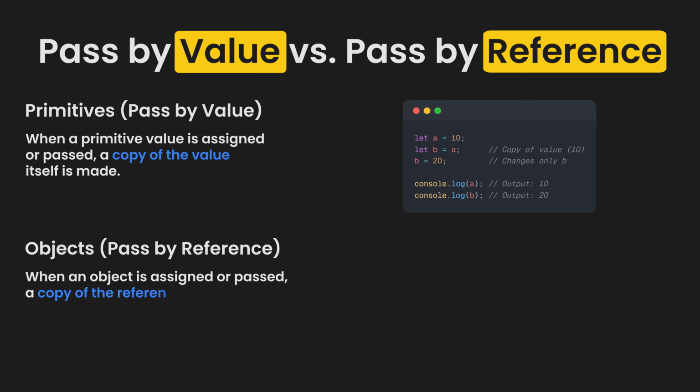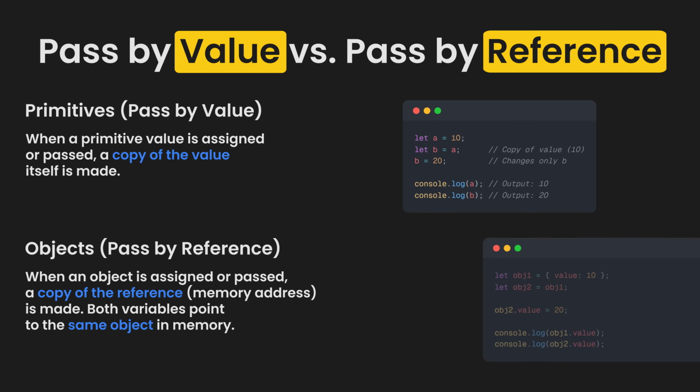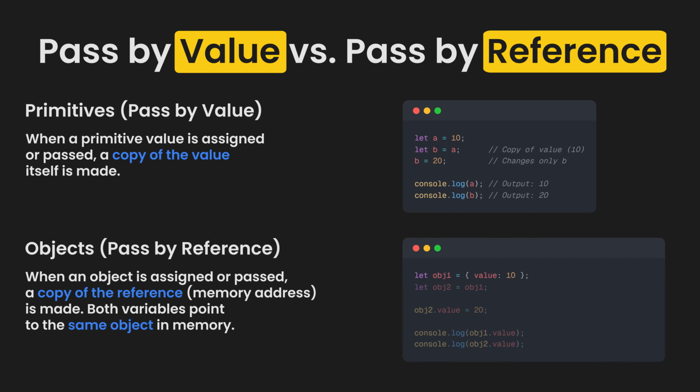Now, let's explore objects, which are handled by pass by reference. Here, instead of copying the actual object, JavaScript copies a reference, a pointer to the object's location in memory. We create obj1 with a value of 10. Then, obj2 is assigned obj1. Notice obj2 now points to the exact same object as obj1.